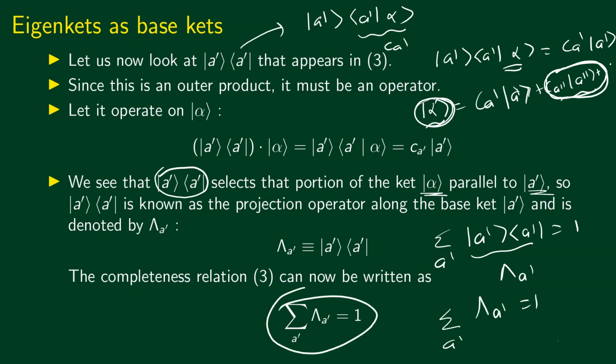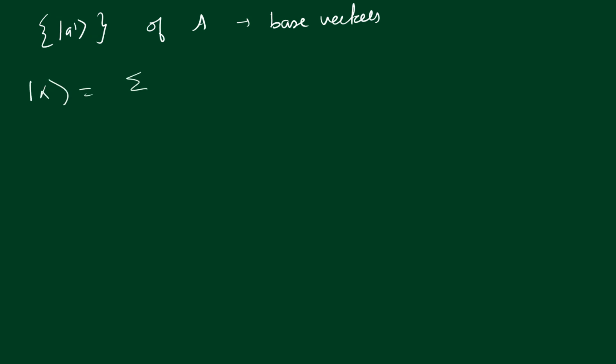The completeness relation can now be written like that. Alright. Let me just summarize what we saw in this class. We started with the idea that the set of eigenkets of a Hermitian operator forms a basis, a set of base vectors. This means that any vector or any ket alpha can be expanded in terms of these base vectors.